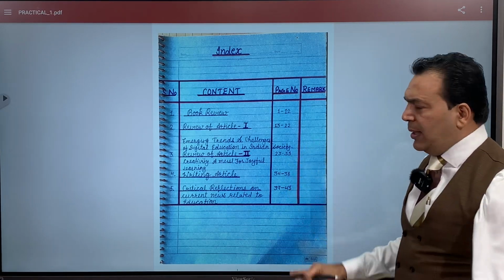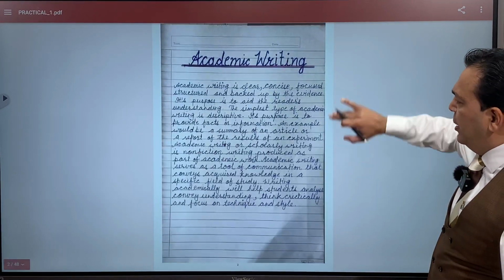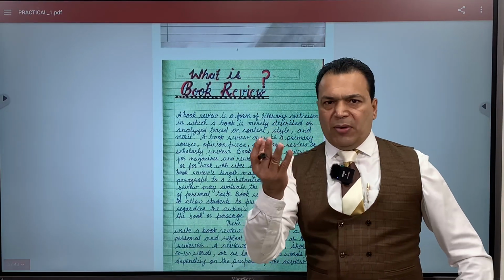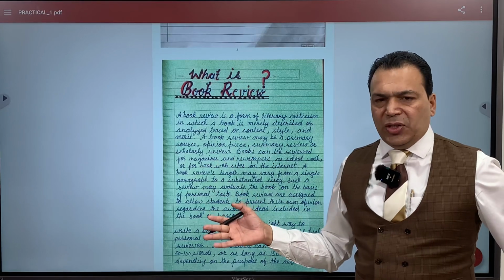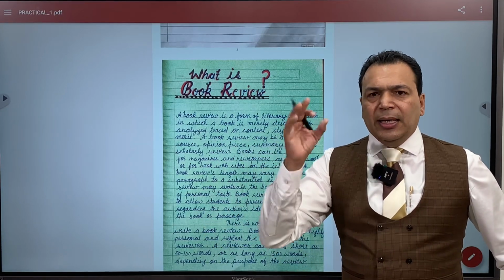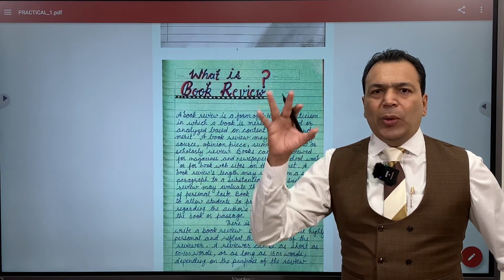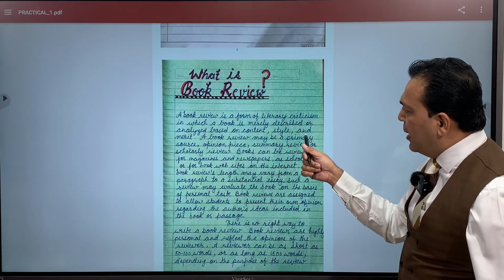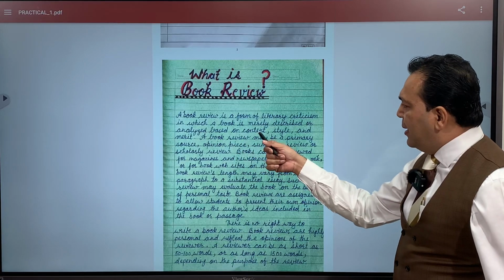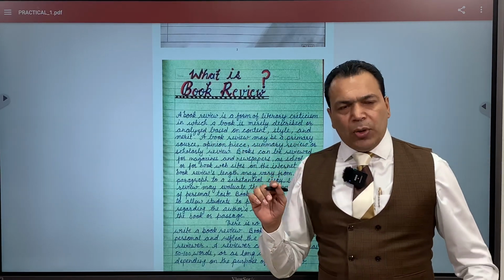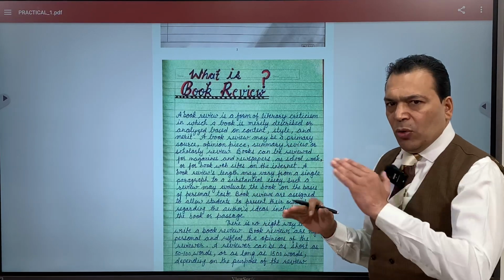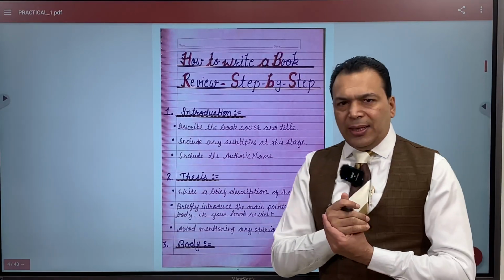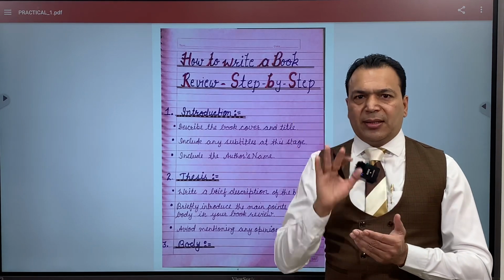This is what this person has chosen. First, you should know about the book review. What is a book review? You have to write the definition. In a book review, you have to analyze the content of the book. It is written here, you have to analyze content, style and merit. Then, how to write a book review? These are the steps.